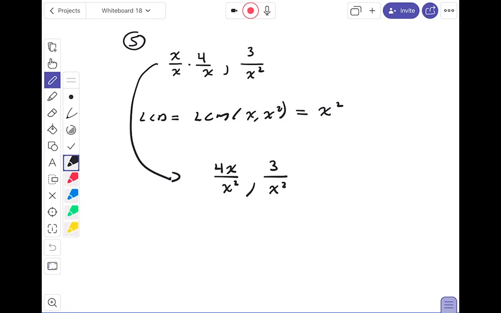3 over x squared. I did rewrite it, and they both had the same denominator, and that denominator is the LCD. Look at the key. Make sure you're staring at that. And if you're not, there's something wrong.